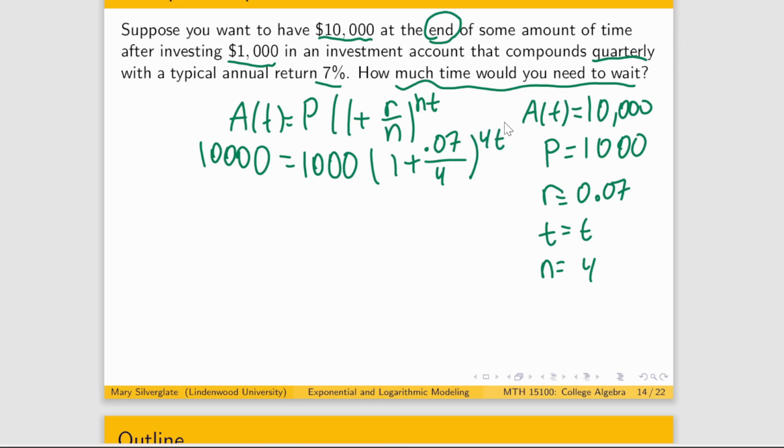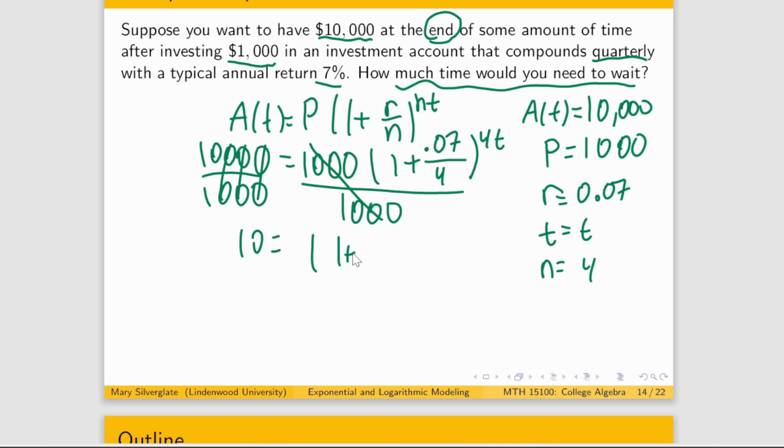In order to solve for t, eventually we're going to have to log both sides so that we can move that out front. But first we want to get the thing being exponentiated by itself. So first thing we want to do is divide by 1,000 on both sides. That cancels out to make 1, and then we're left with 10 on the left. And then we have 1 plus 0.07 over 4 to the 4 times t.